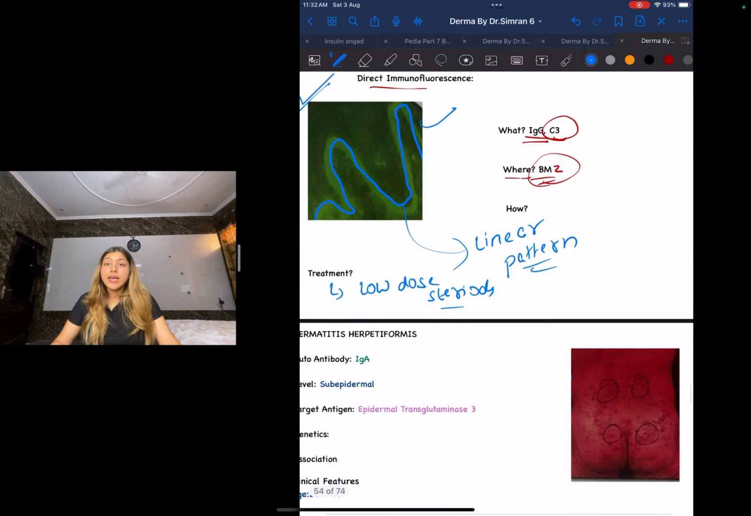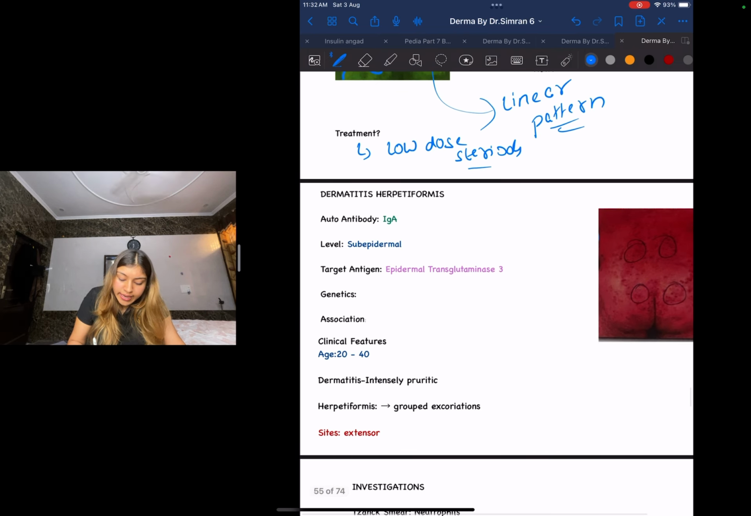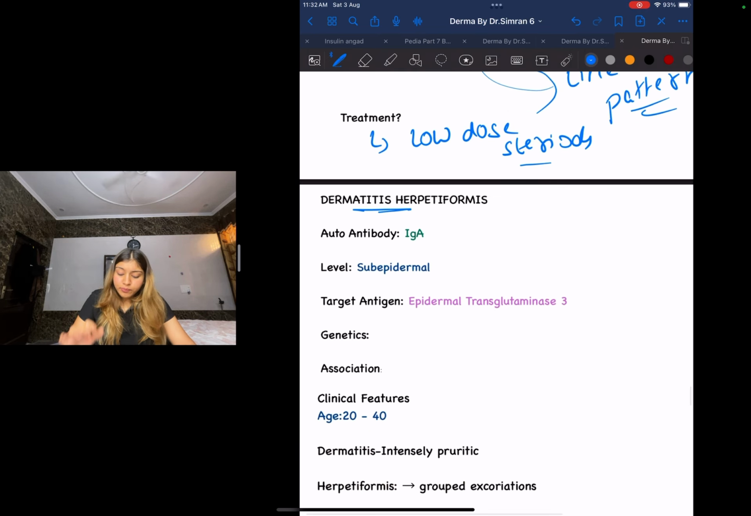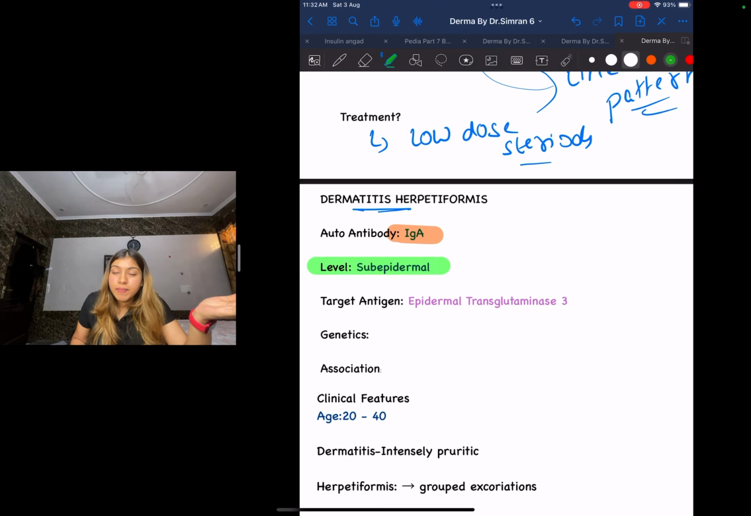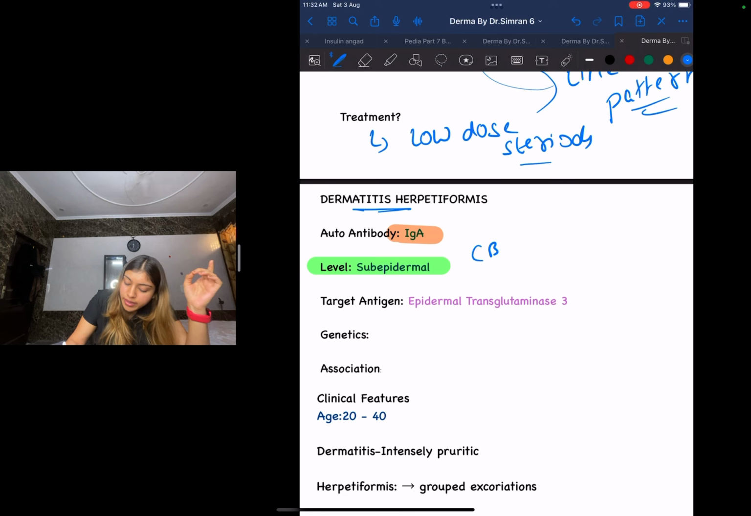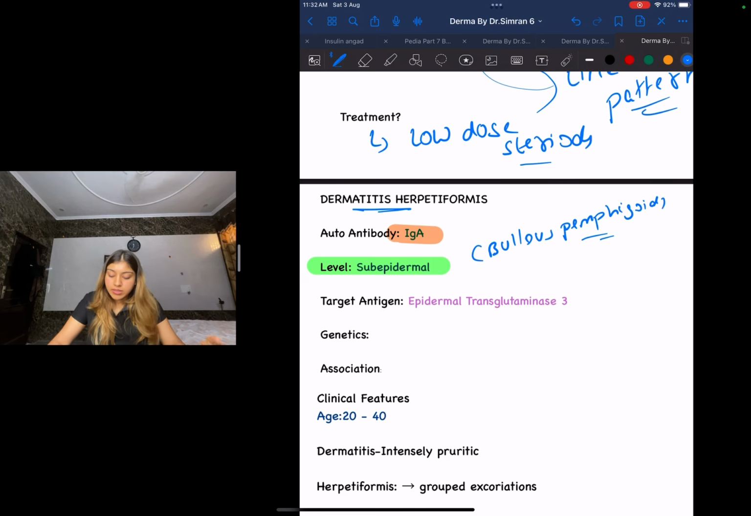Now guys, let us move on to the next topic, that is dermatitis herpetiformis. What is the autoantibody that we'll see here? It is going to be IgA. What is the level of split? Again, subepidermal. What else was subepidermal? Bullous pemphigoid. I will write it down here in the brackets, since when I revise, I'll remember that in bullous pemphigoid also I was getting a subepidermal level, the same.